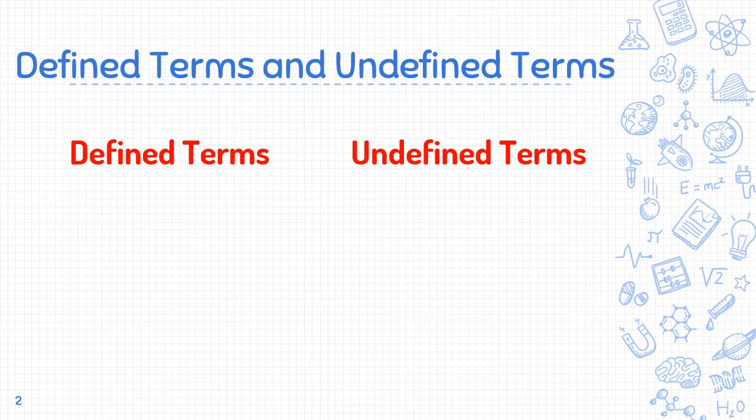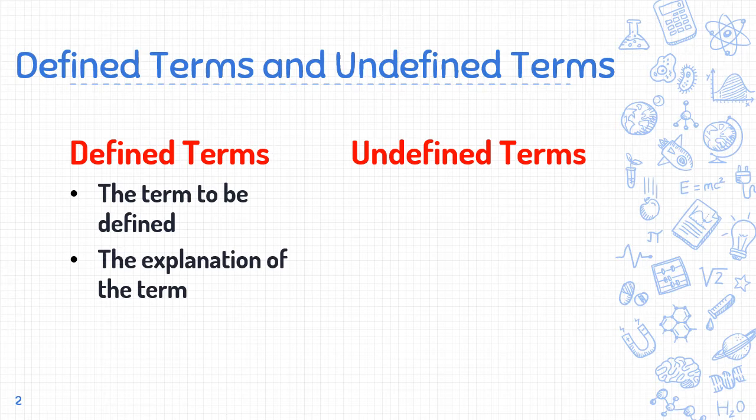A definition has two main parts, or the definition of defined terms. The first one is the term to be defined, and the second one is the explanation of the term.